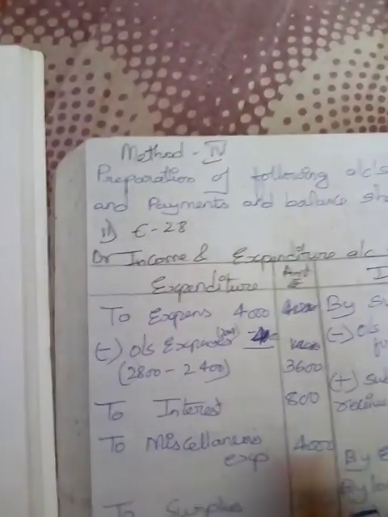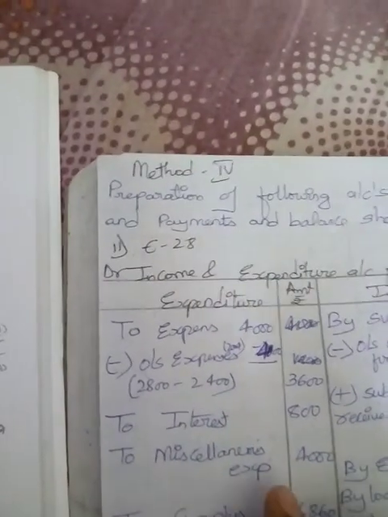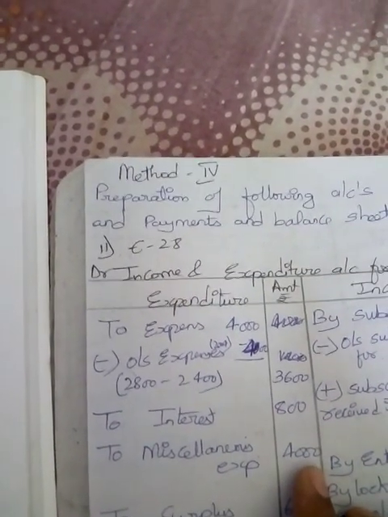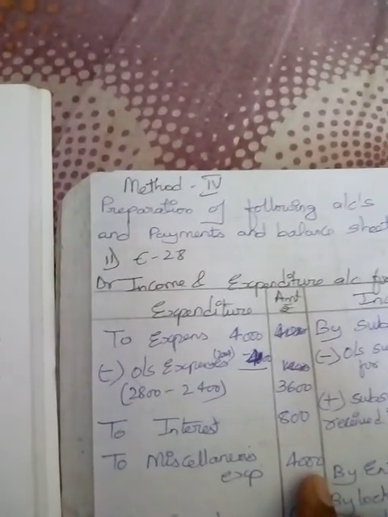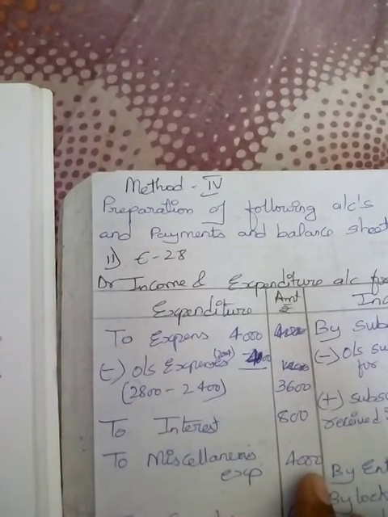Next it is given interest 800. Next it is given miscellaneous expenses 4,000, and the next closing balance is given, it is treated as an asset. And now we will see the incomes.